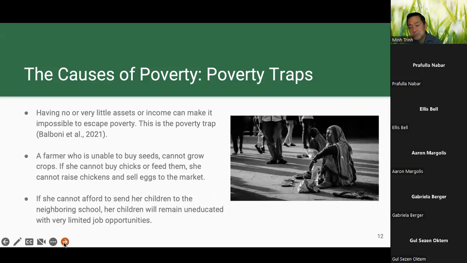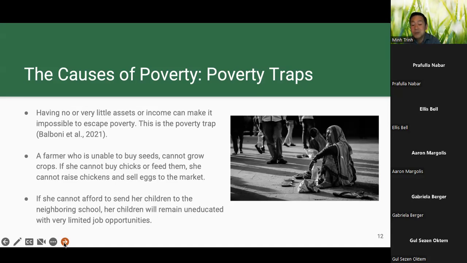Poverty traps. Poverty traps are an interesting, very important notion. They're not everywhere, but they can be seen sometimes. It means that you are in a situation where you cannot escape poverty. Here I give you a few examples. The idea is that you have very little assets or income, you have no asset, no income. It's very difficult to escape poverty.